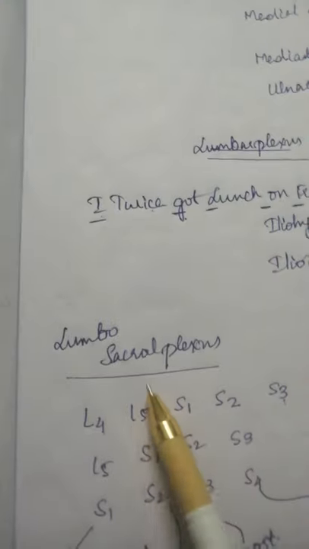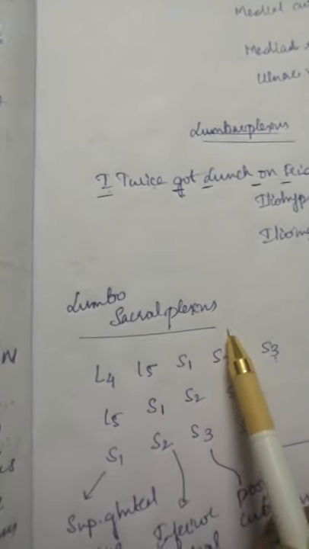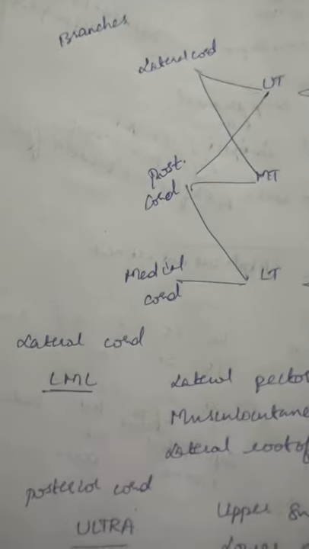These are the plexuses to be remembered: brachial plexus, lumbar plexus and lumbosacral plexus. I think you may have understood my video.